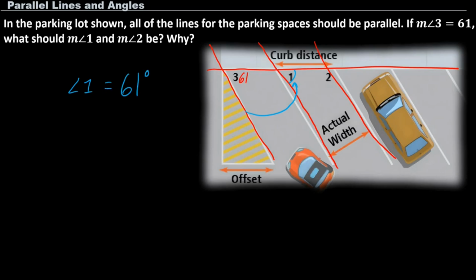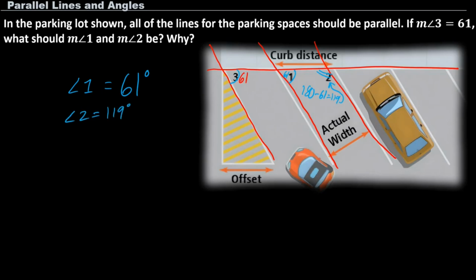And so from there, we want to find angle 2. Well, there's two ways to get it. First way is we look at the fact that we have two angles that are inside of parallel lines and they're on the same side of the transversal. That makes them same side interior. And so because they're same side interior, 180 minus 61 would equal angle 2, which is 119 degrees. So angle 2 is equal to 119.